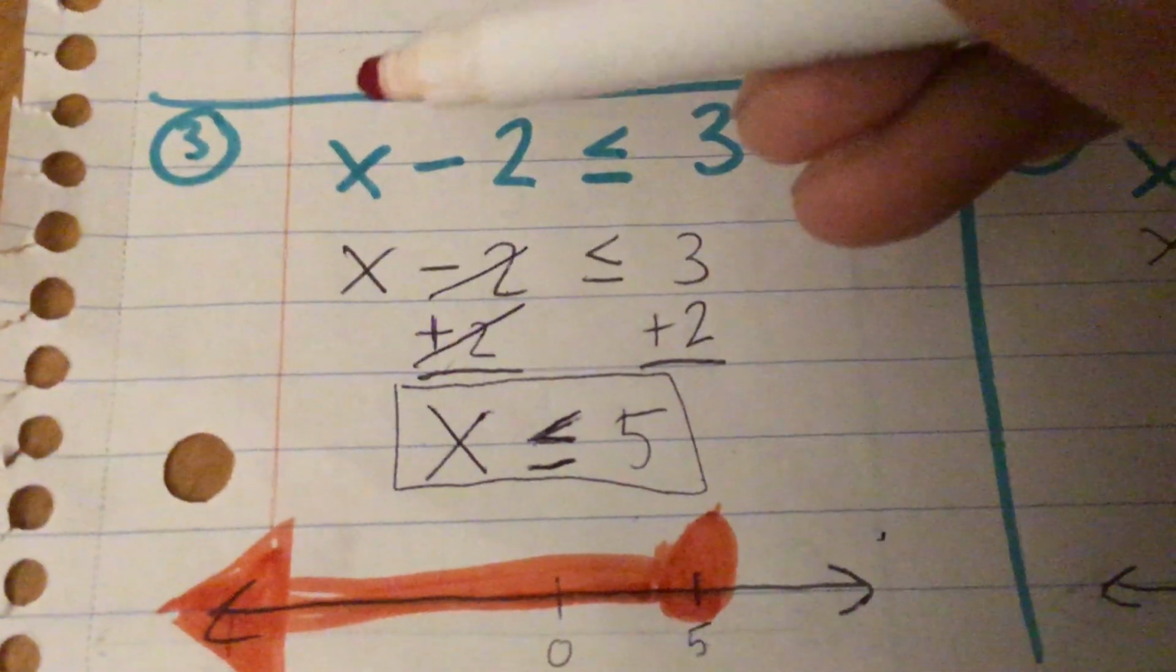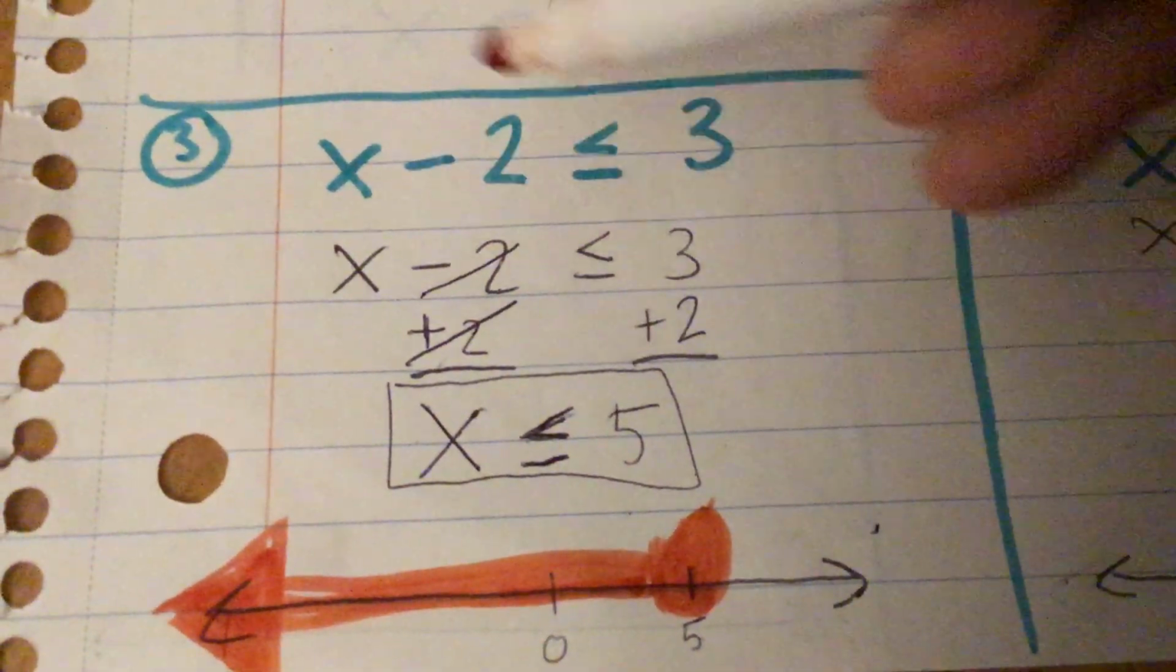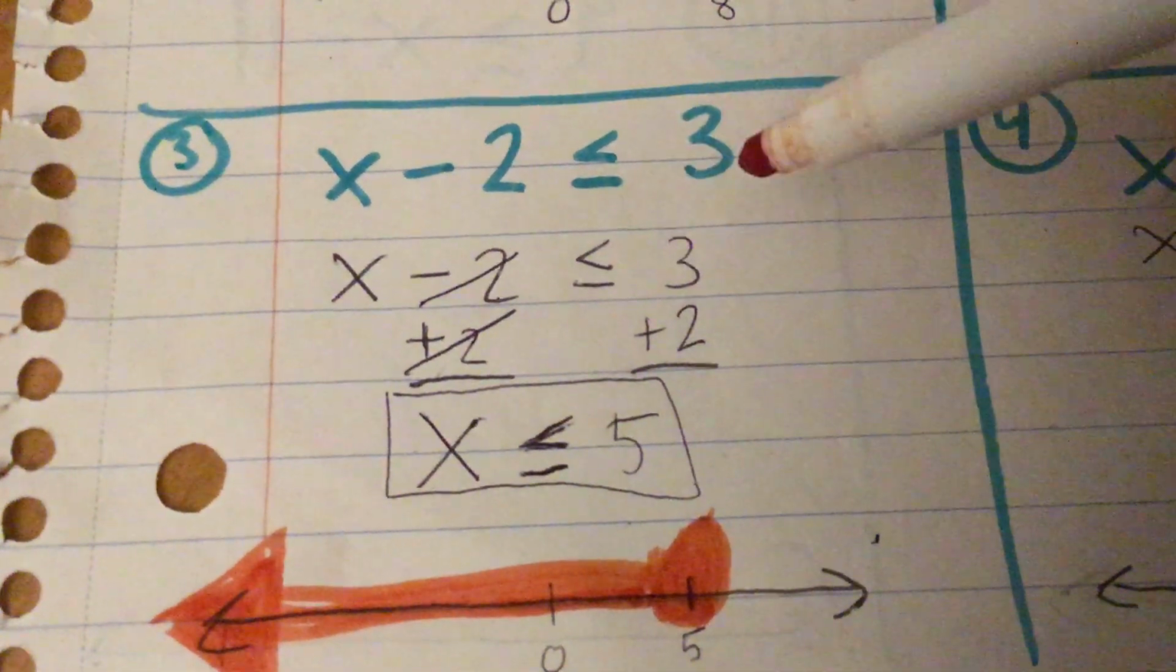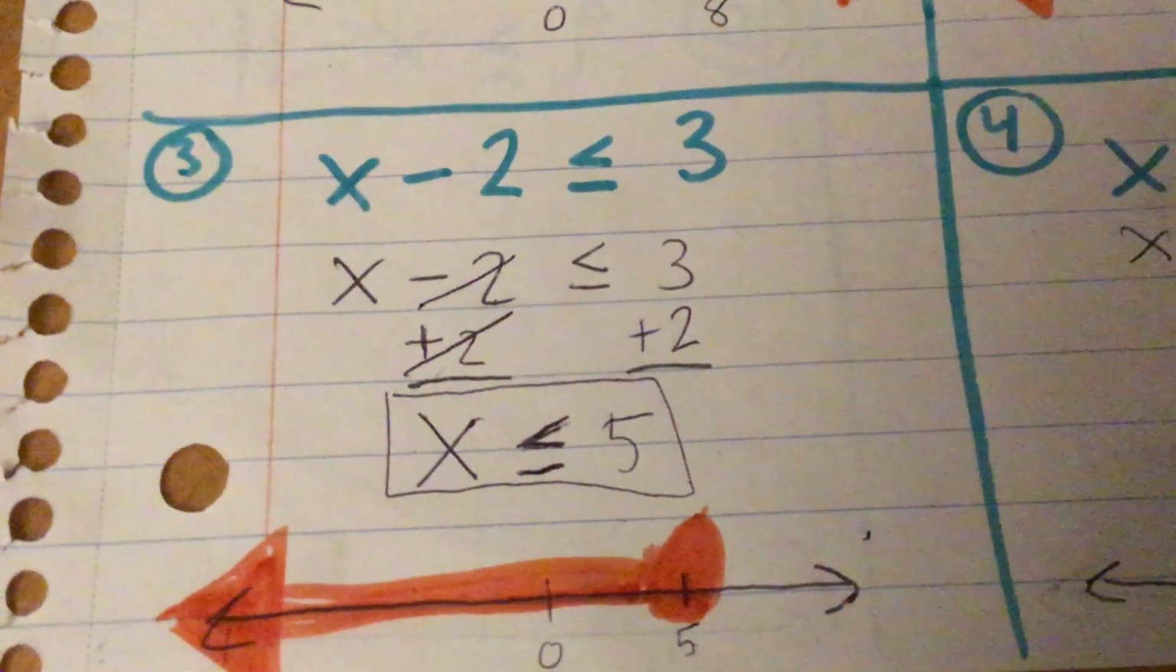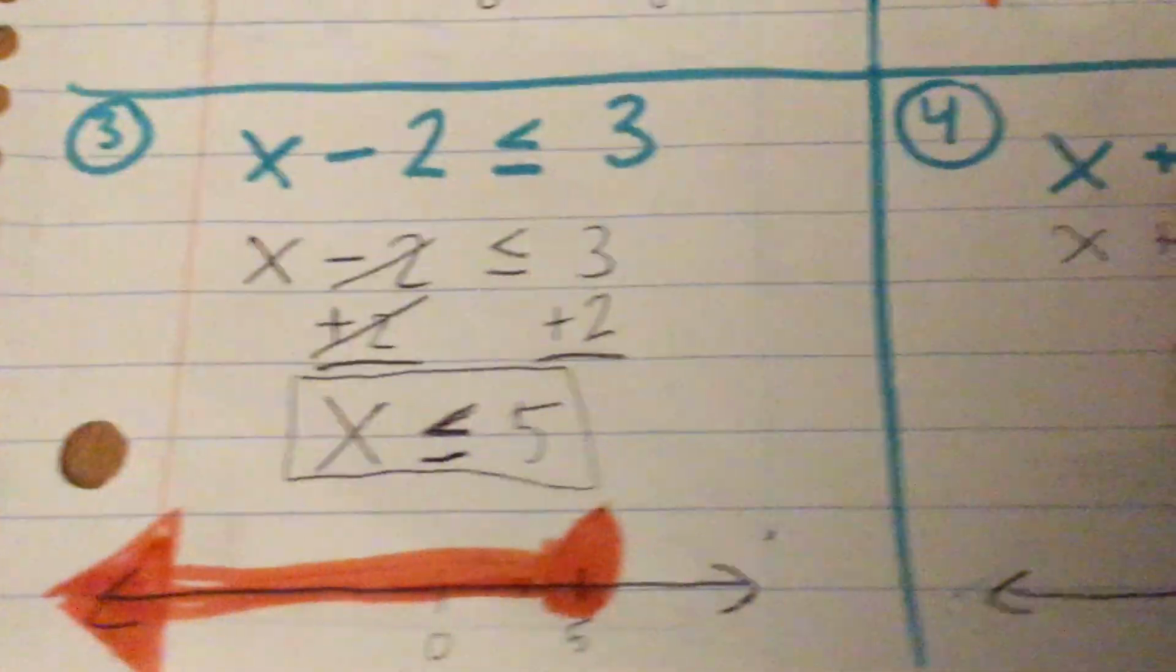Let's go with 6. 6 minus 2 is 4. 4 is less than or equal to 3. 4 is not less than 3. It's not equal to 3, so that would be a false statement. So that's why it's not shaded.